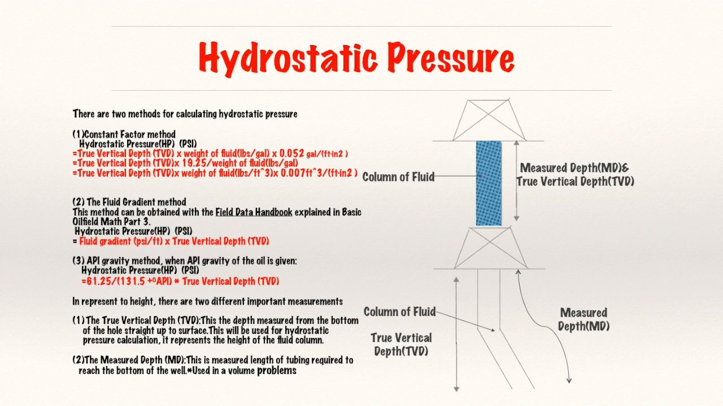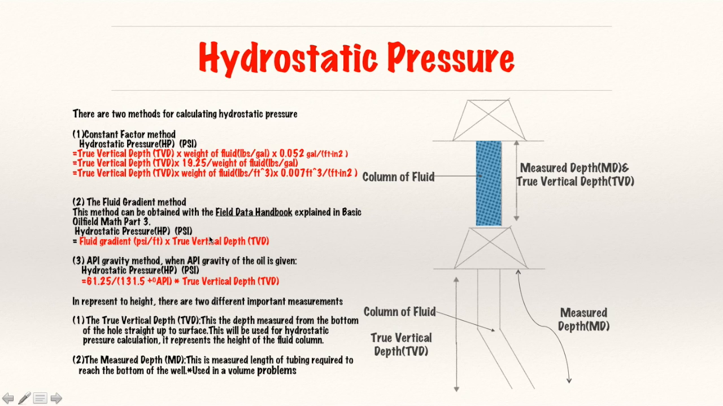So there are two main methods for calculating hydrostatic pressure. The constant factor method, this is very popular. It's a very popular equation using your 0.052, or 0.05195, gallons per foot times square inch. So this is another way. Other than multiplying it by this factor, you can also get your 19.25 and divide it by your fluid weight, or if you want to deal in cubic feet, you can multiply by 0.07 cubic feet per foot square inch.